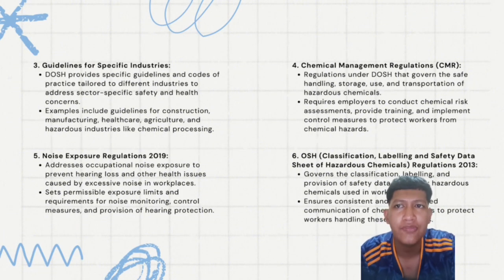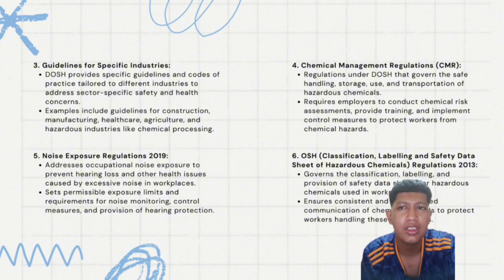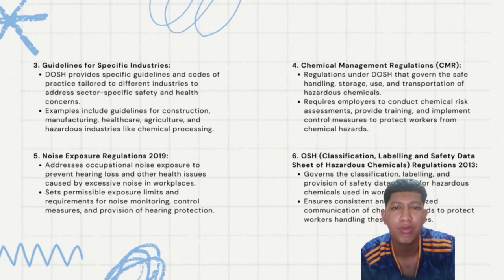Third, guidelines for specific industries. DOSH provides specific guidelines and codes of practice tailored to different industries to address sector-specific safety and health concerns. Examples include guidelines for construction, manufacturing, healthcare, agriculture, and hazardous industries like chemical processing.